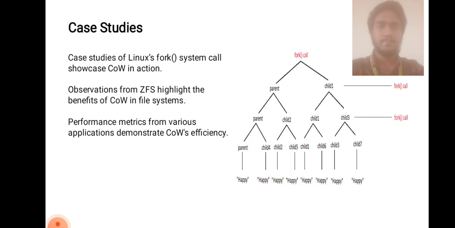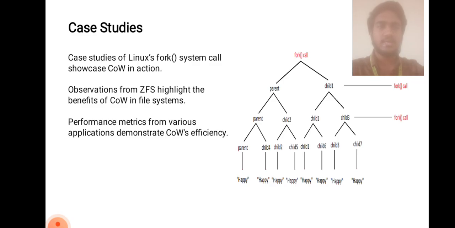Case studies. The Linux fork system call showcases copy-on-write in action. Observations from ZFS highlight the benefits of copy-on-write in file systems. Performance metrics from various applications demonstrate copy-on-write efficiency.